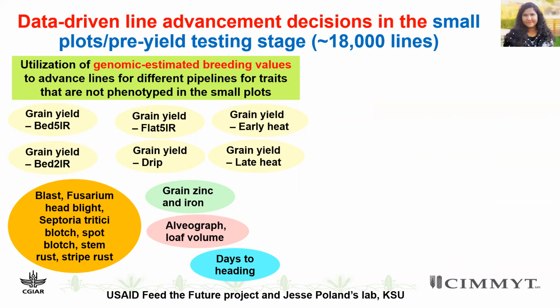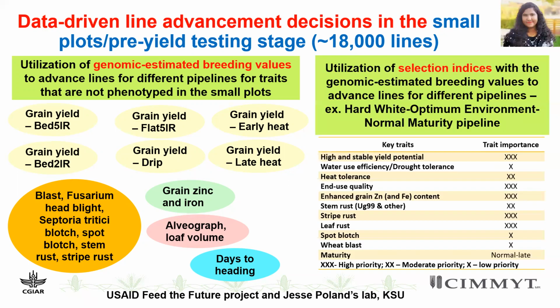And we've done it for several different traits: grain yield in the bed 5 irrigation, flat 5 irrigation, early heat, bed 2 irrigation, drip irrigation, and late heat environments. And we also have the GEBVs for different diseases: blast, fusarium head blight, septoria, spot blotch, stem rust, and stripe rust. And for grain zinc and iron, for some end-use quality traits like alveograph and loaf volume, and also for days to heading. So thanks to the USAID Feed the Future project and Jesse Poland's lab from KSU, we've been able to genotype all these lines and also use all these genomic estimated breeding values in the selection decisions.